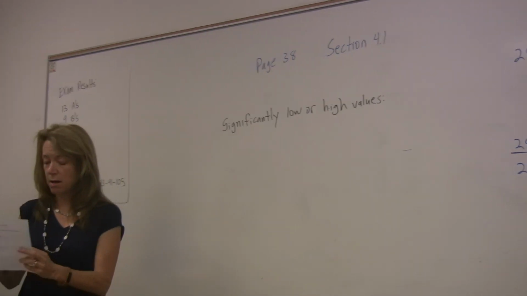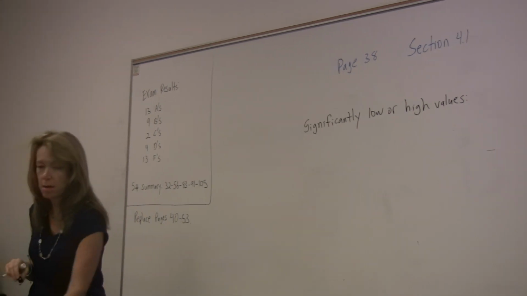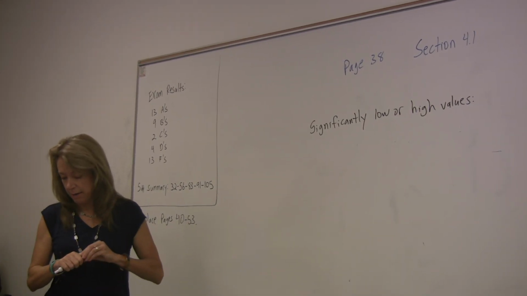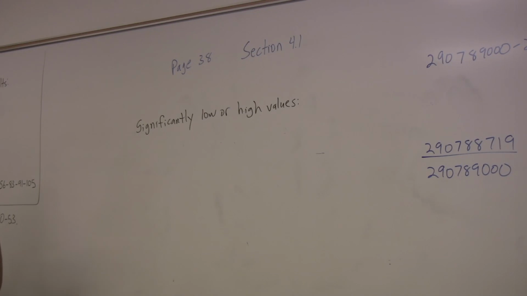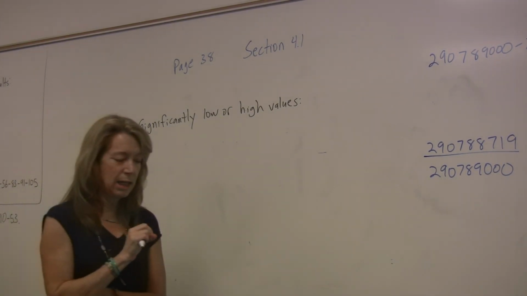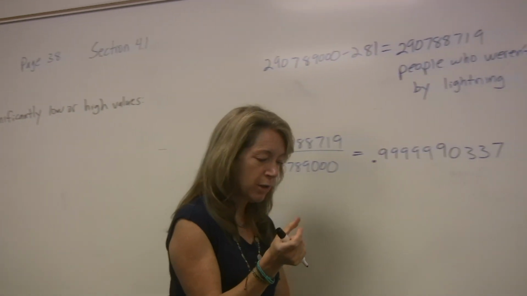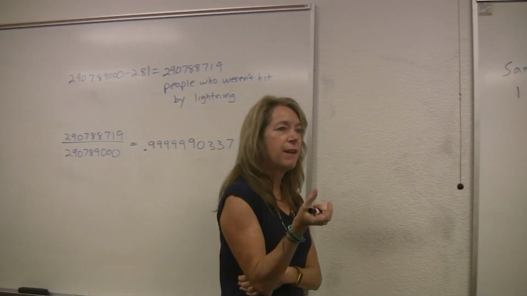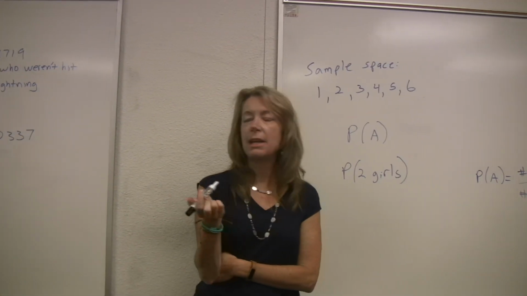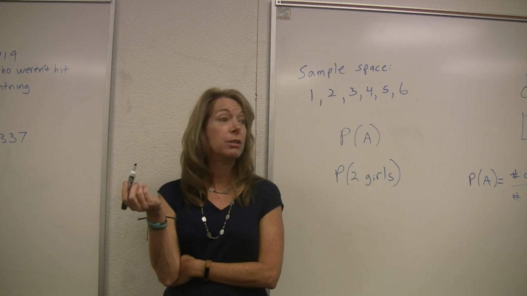Well, we're going to add this in there on the bottom of page 39. Significantly low or high values. I'll give you an example of what I mean by significantly low or high. Remember that fancy quarter I told you I found? I flipped it 100 times, and I got 99 tails out of 100.